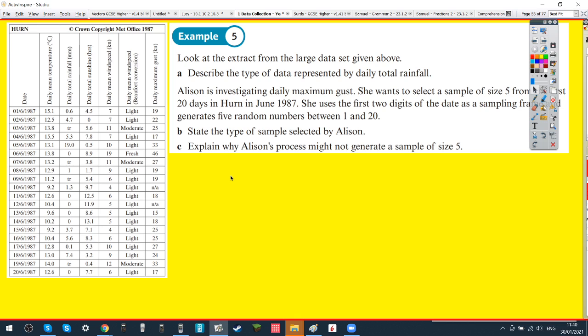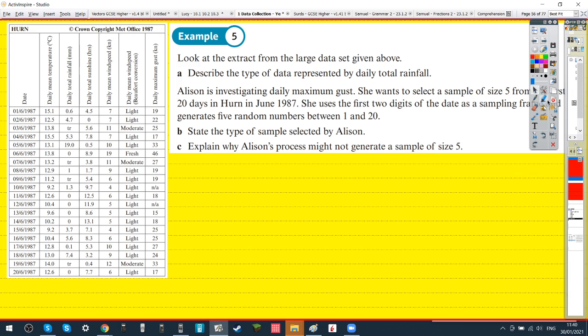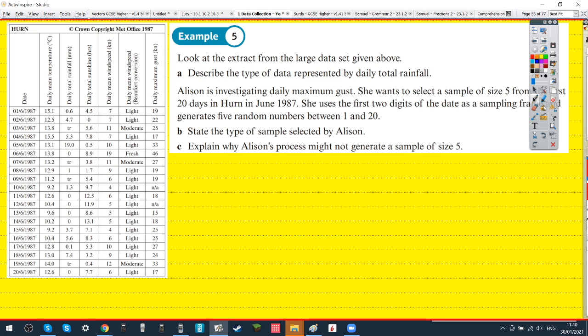That's fine. So you can see here they give you an extract of the actual real world data. Let's do A.